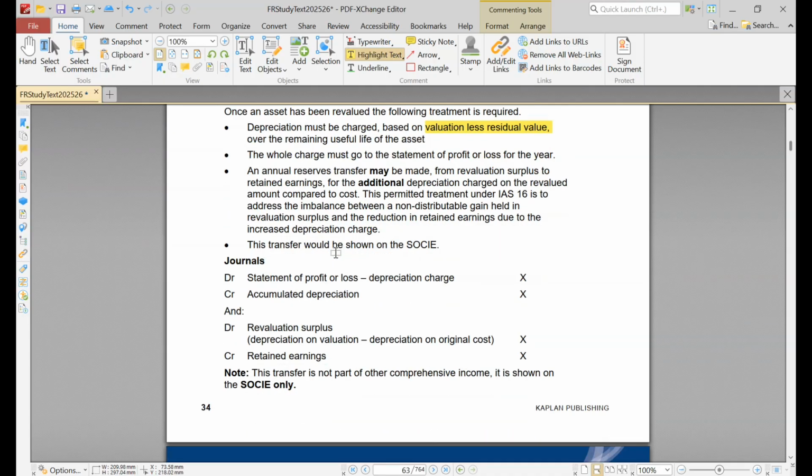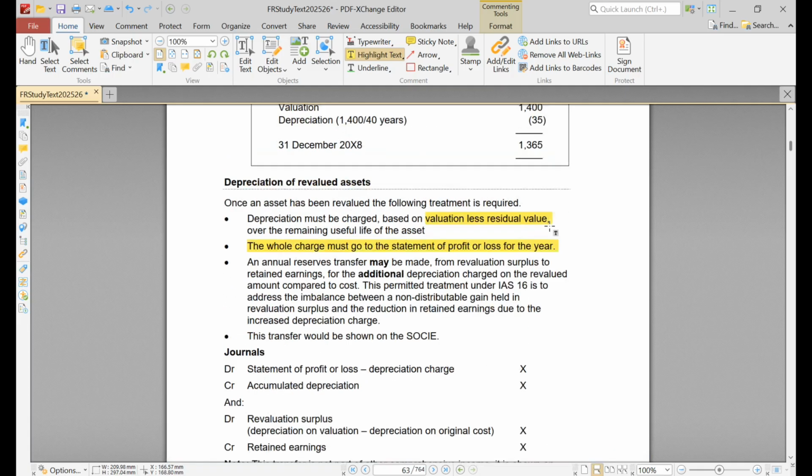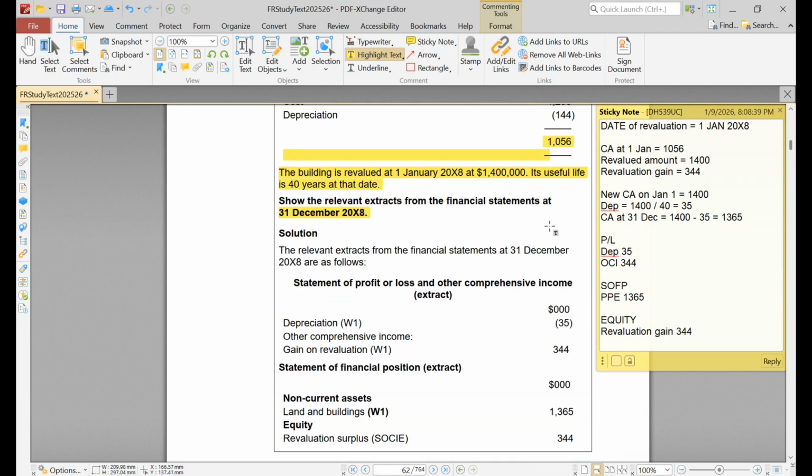The whole charge must go to the statement of profit or loss for the year. An annual reserves transfer may be made from revaluation surplus to retained earnings for the additional depreciation charged on the revalued amount compared to cost. This permitted treatment under IAS 16 is to address the imbalance between the non-distributable gain held in revaluation surplus and the reduction in retained earnings.